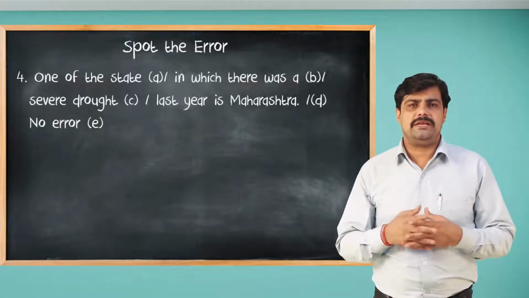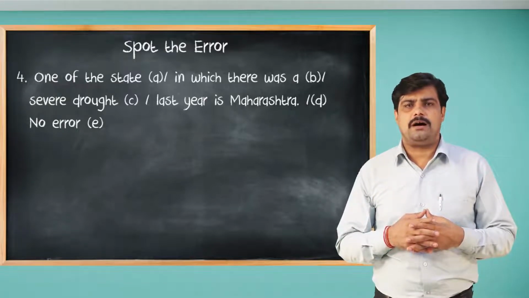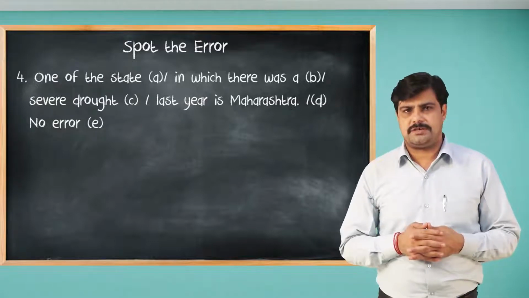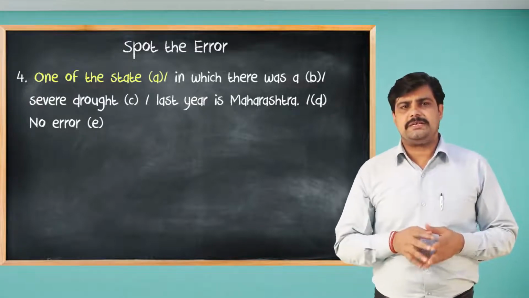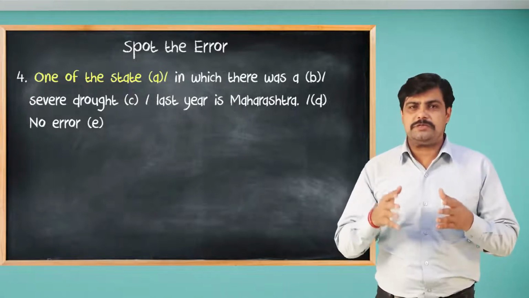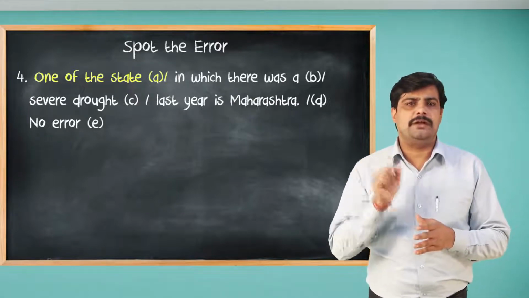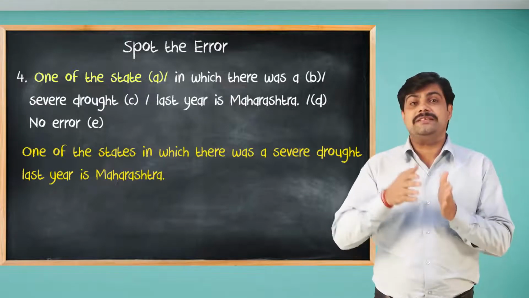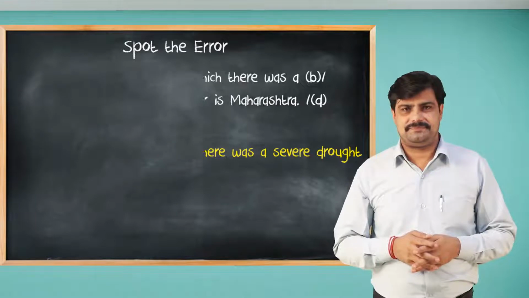Let's see another sentence. One of the state in which there was a severe drought last year is Maharashtra. Now in the sentence part A is wrong. One of is always followed by a plural noun. So one of the state is wrong, one of the states is right.